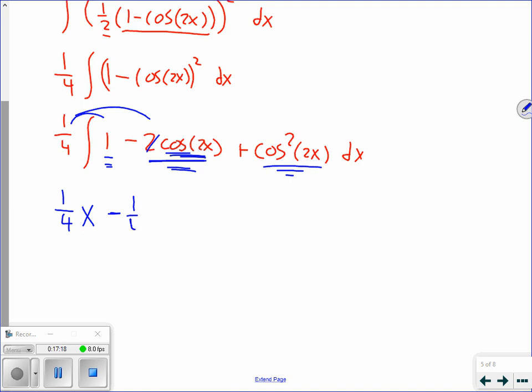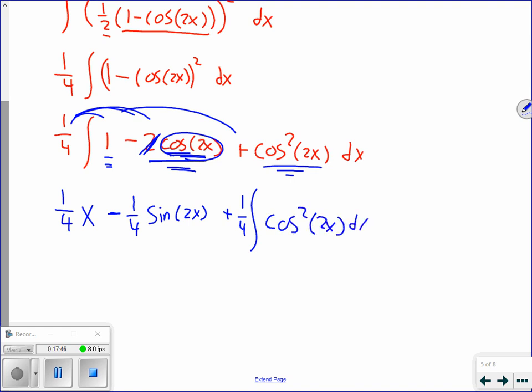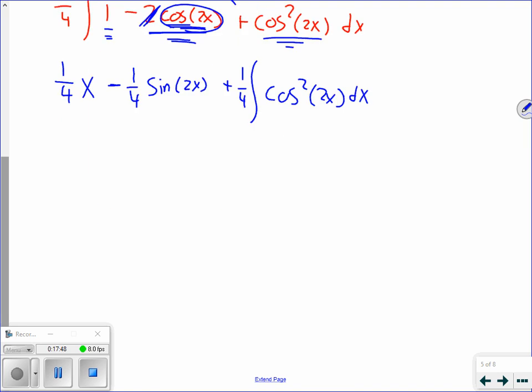1/4 sine of 2x, right? Because when I integrated the 2x, it got rid of the 2, but remember the 1/4 is still coming through. And then we're left with 1/4 of the integral, I apologize, the 1/4 is distributing through. We're left with 1/4 the integral of cosine squared of 2x dx. Well, if you notice, we have an even cosine function, so we're going to have to do power reduction again. So let's go ahead and rewrite everything out.